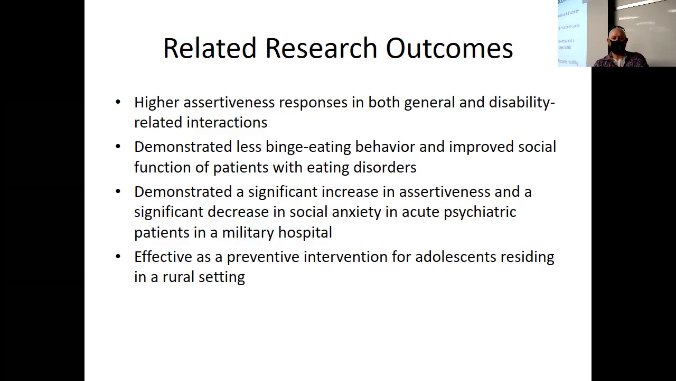It's shown a significant increase in assertiveness and a significant decrease in social anxiety in acute psychiatric patients in a military hospital. And it's been shown effective as a preventative intervention for adolescents residing in a rural setting.